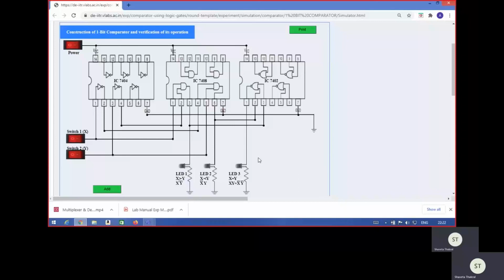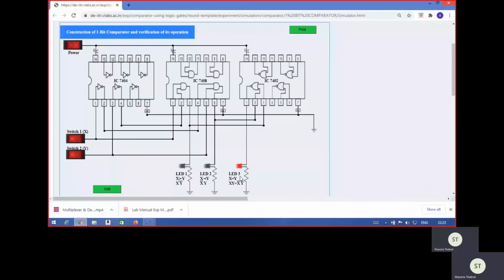So this is about the wired-up connection that is required for the 1-bit comparator. Now to perform this experiment, first of all we need to switch on the power supply. So we click here so that the power is on, and let's say both these switches are in the off state, that means x is equal to 0 and y is equal to 0. So if both are off, that means both the signals are 0, 0. In that case, we can say that x is equal to y, and x is equal to y is the decision that is taken on the third output line.